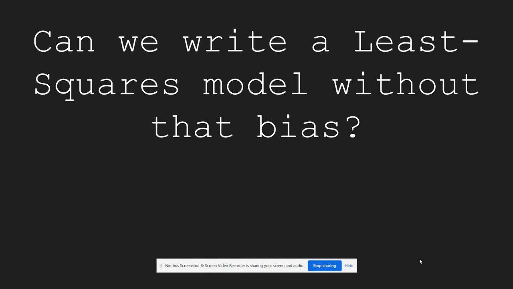So our question was, can we write a least squares model without that bias? That is to say, we want our model to have a lower false positive rate and a more equal false positive rate than the COMPAS one, and a more equal false negative rate than the COMPAS one.